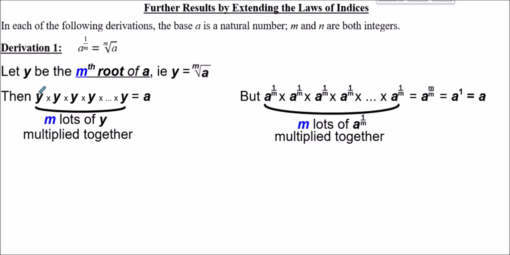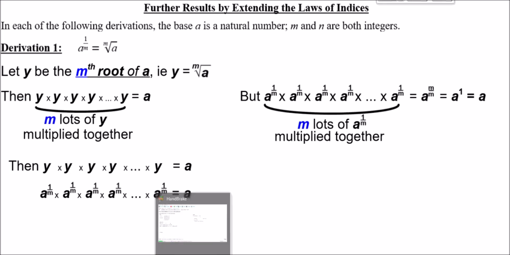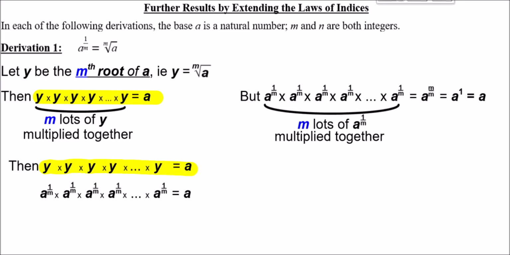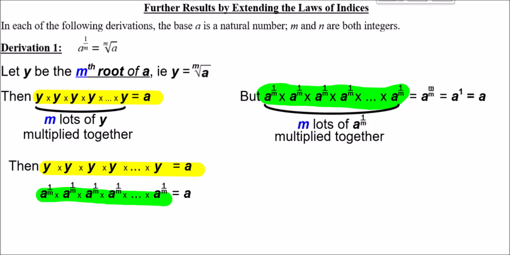So we can now compare this bit to that bit. And so if I put this underneath here, we can compare and pair them up. So let's have a look at this. From this bit here, we have the first line, just colour coding it. From this bit, we have this. And from the second part we mentioned, which is over here, we have the second line. But we've got m lots of y, and we have m lots of a to the power 1 over m, both equaling the end result, a.